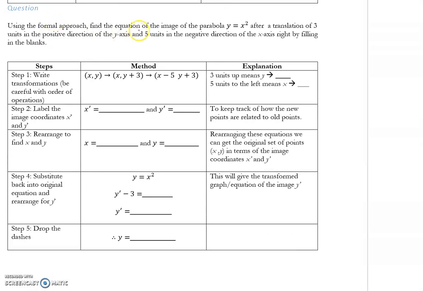Okay, so continuing, if we want to find the equation of the image of the parabola y equals x squared after translation of 3 units up and then 5 units left, what you have to do is write this notation. You say x, y, what's happened? First, you've gone 3 units up, so y plus 3, and then you've gone 5 units to the left, so x minus 5, or in the negative direction. So 3 units up means y goes to y plus 3, and 5 units to the left means x goes to x minus 5. And again, we just label things. So x dash is x minus 5, y dash is y plus 3.